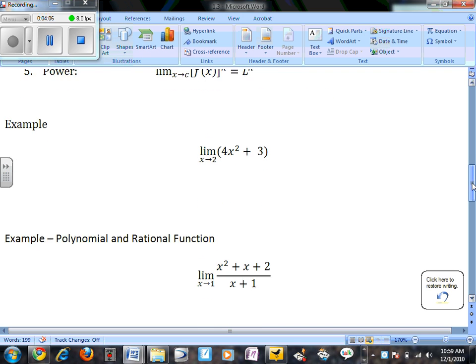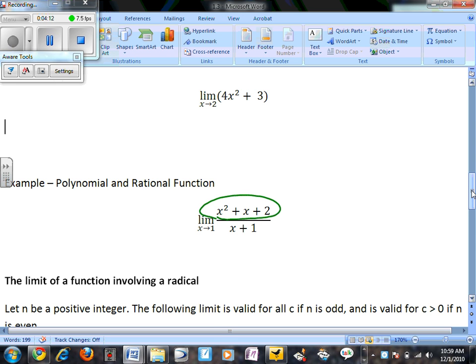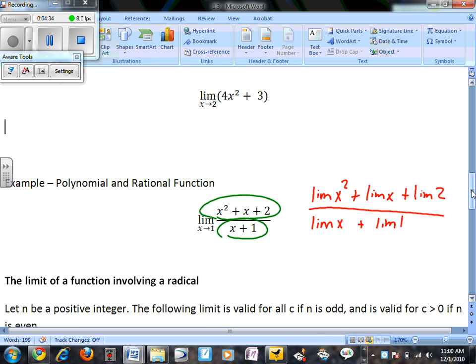Polynomial rational number, like we said above. We just plug in. We find the limit of the top one and we divide it by the limit of the bottom one. The limit of the top one we can break down to the limit of x squared plus the limit of x plus the limit of 2. And the bottom one we can break down into the limit of x plus the limit of 1. Sorry, I got lazy there. Underneath all the limits, it should be as x approaches 1.